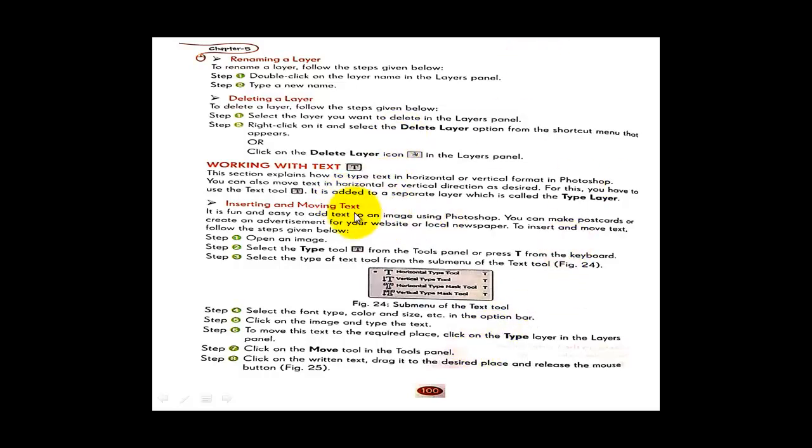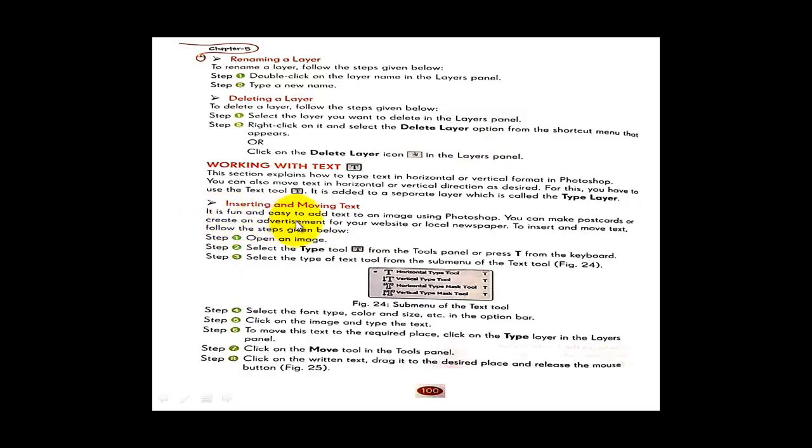Now it will be added as a separate layer, which is called the type layer. After that comes inserting and moving text. How will you insert and move text in Photoshop? Now let's see here.